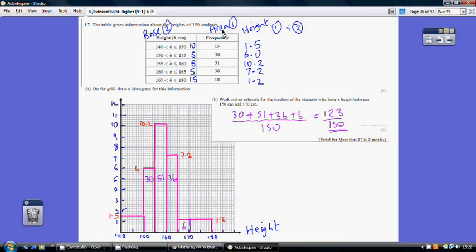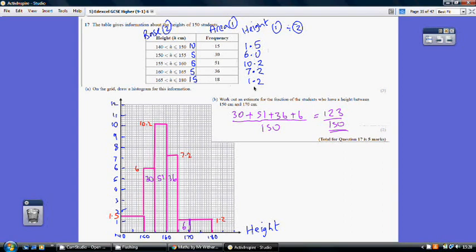Now, how do you work out the area of a rectangle? It's base times height. So if we've got the area here and the base here, the height of each of these rectangles is going to be the frequency, the area, divided by the base. So I've done 15 divided by 10, giving me the 1.5. 30 divided by 5 giving me the 6.0, and so on. So I have got these 5 heights.